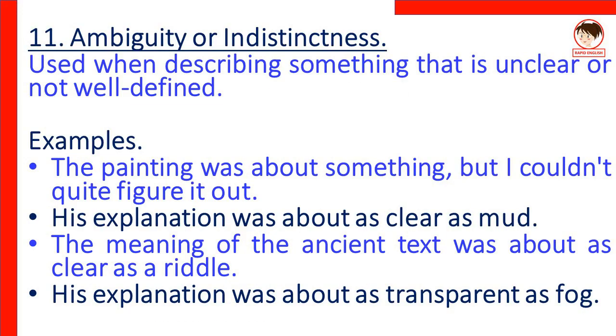Ambiguity or indistinctness. Used when describing something that is unclear or not well defined. Examples. The painting was about something, but I couldn't quite figure it out. His explanation was about as clear as mud. The meaning of the ancient text was about as clear as a riddle.